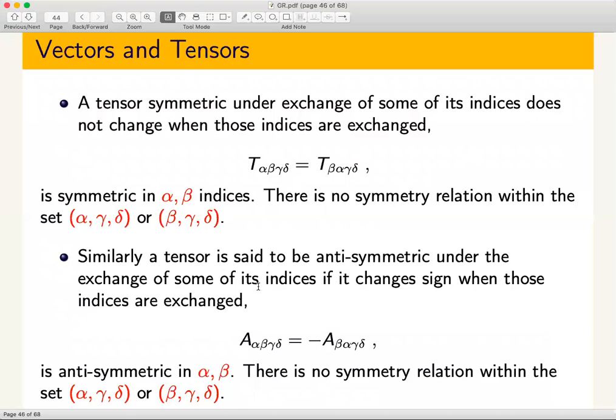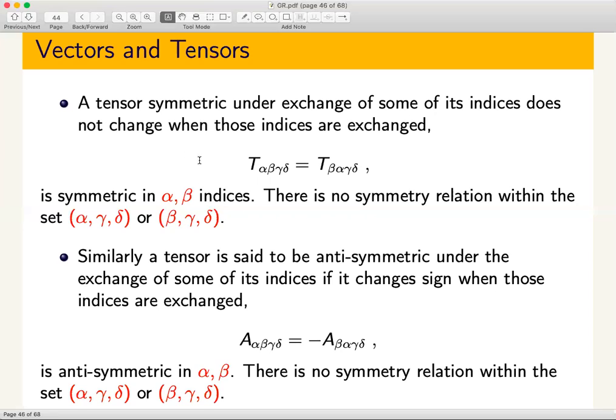anti-symmetric under the exchange of some of its indices if it flips sign. Okay, so suppose we have a tensor A alpha beta gamma delta. And if it goes to minus A beta alpha gamma delta, then we would say that A alpha beta gamma delta is anti-symmetric with respect to exchange of alpha and beta.